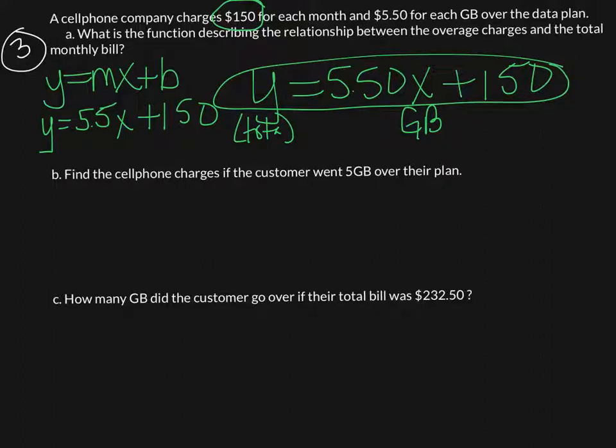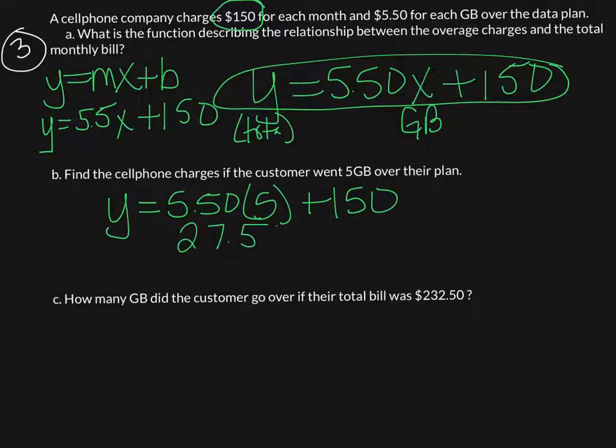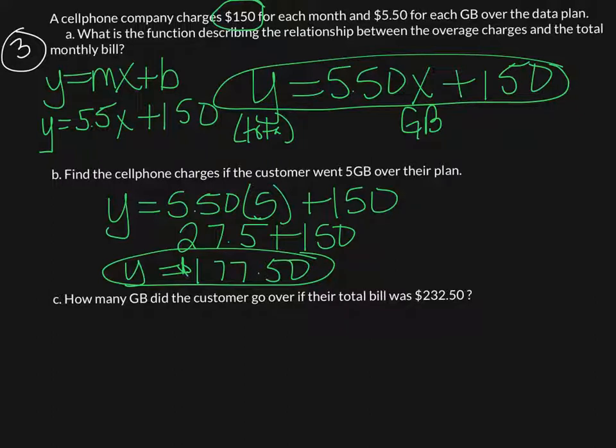Find the cell phone charges if a customer went 5 gigabytes over their plan. So 5 gigabytes over plan. I want to know the total, so that's my y. It's $5.50 for every gigabyte over, and we went 5 gigabytes over, plus the $150 flat fee. So $5.50 times 5 is $27.50, plus the $150. Our total bill would be $177.50 if we went 5 gigabytes over plan.